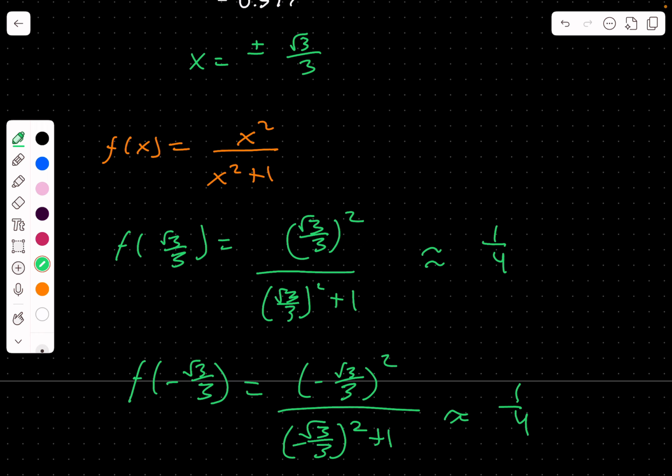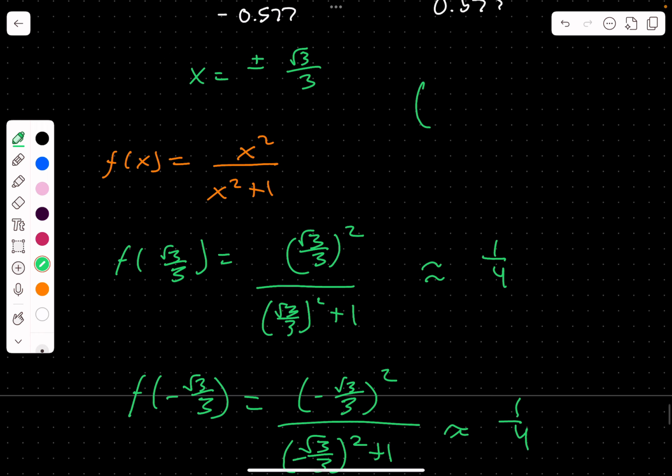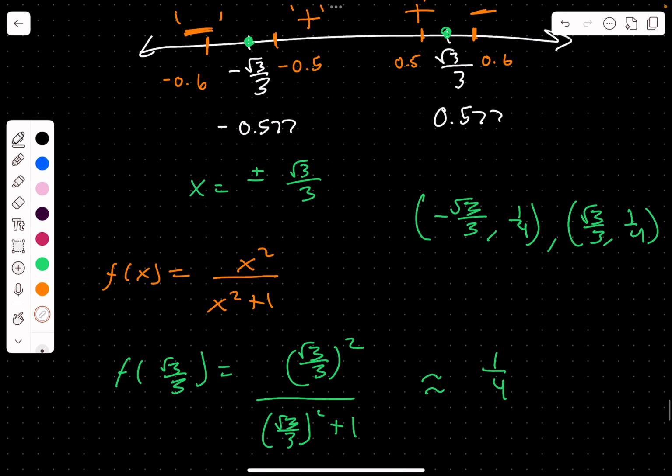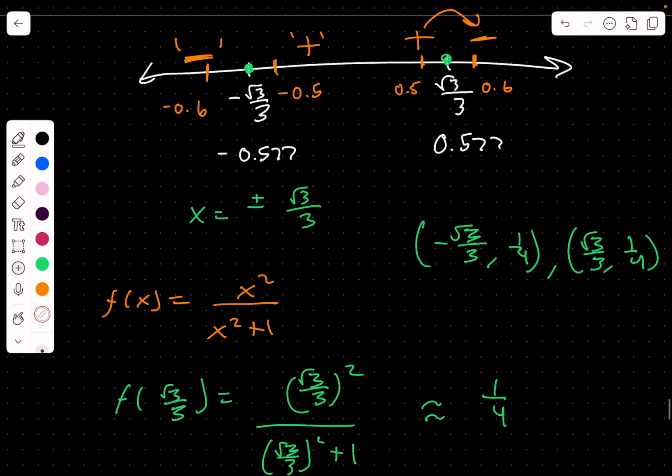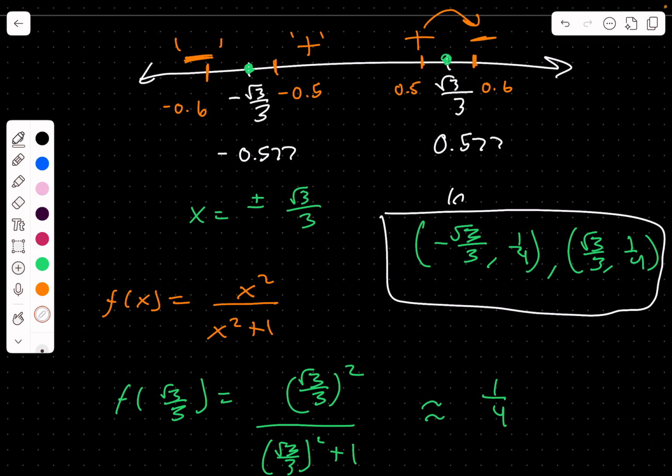Therefore, our inflection points are going to be negative square root of 3 over 3, comma 1 over 4, and square root of 3 over 3, comma 1 over 4. Okay, this was a trip. I hated this problem so much, but I thought it would be really important to do it, even though it's just so disgusting. So these are inflection points.